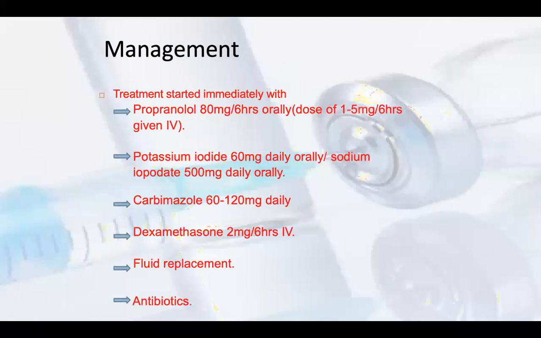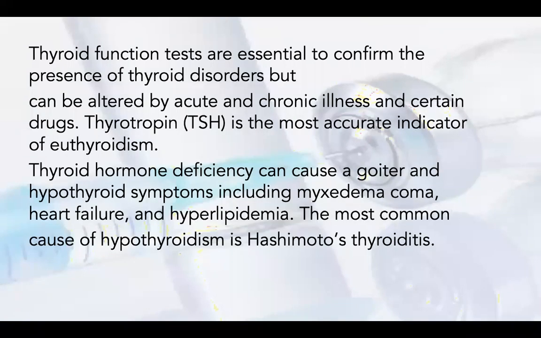How to manage? Treatment is started immediately with propranolol 80 milligrams orally every 6 hours. Potassium iodide is also added, 60 milligrams daily. Carbimazole is also given, 60 to 120 milligrams daily. Then they go for dexamethasone, 2 milligrams every 6 hours IV. Fluid replacement has to be added, and if needed, antibiotics can be suggested.